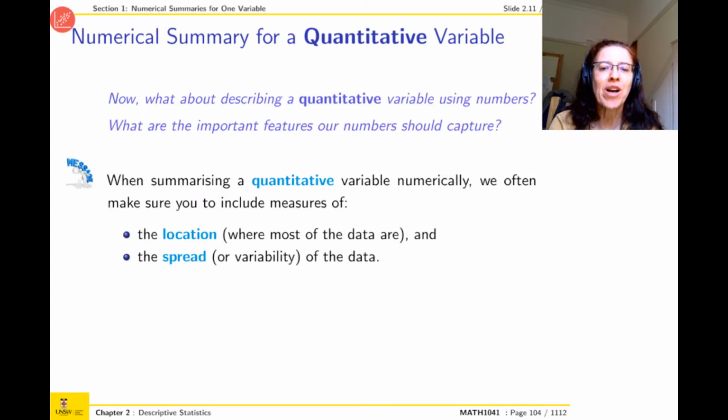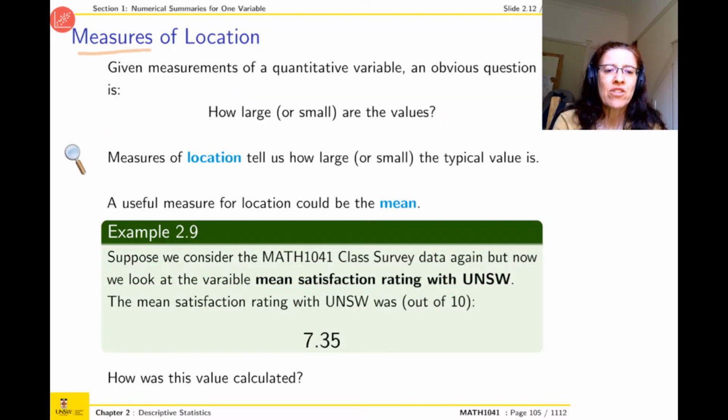So if we want to describe a quantitative variable using numbers, we want to describe two things basically. The center, the location, where most of the data are, centered around something, and then the spread. And we can do this using numbers. So you expect that we're going to need two numbers because we want to describe two different things. Let's look at the measures of location first. So given a measurement of a quantitative variable, an obvious question is, how large or small are the values on average? And the measures of location tell you that.